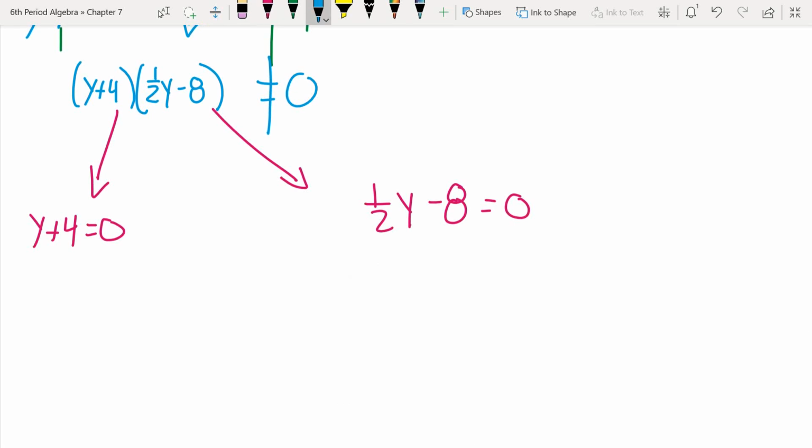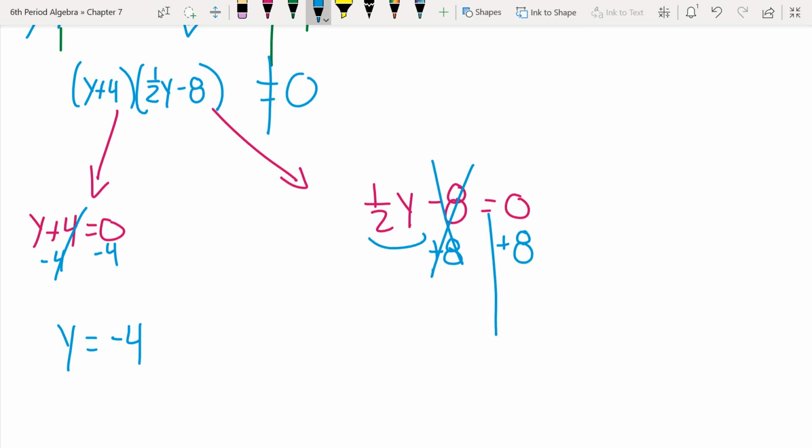Okay, well, let's see how you went. So on the first one, it should be pretty easy. To get y by itself, you would subtract 4 on both sides. So you get y equals -4 is one answer. Now, the one with the fraction, let's see if you remembered how to deal with it. To get y by itself, I first add 8 to both sides because we undo addition and subtraction first. We get rid of the constant. This leaves us with 1/2 y equals a positive 8.